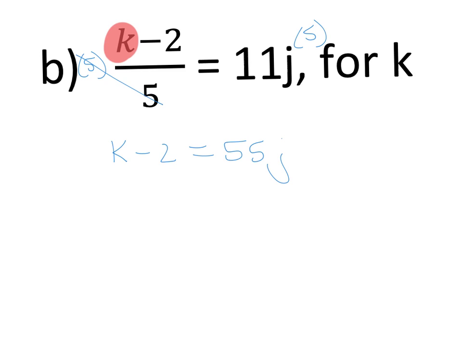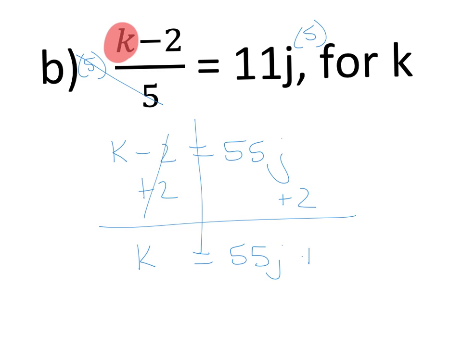Okay, so now I want to finish off by getting the k by itself. So I'm going to add 2 to both sides. Get that to cancel. So I have k equals 55j plus 2. And that's going to be your final answer here.